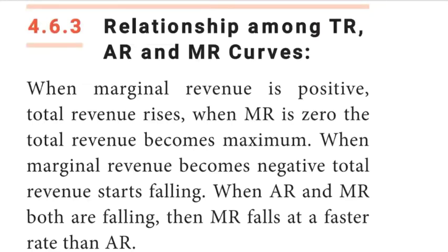Lastly, we will discuss the relationship among TR, AR and MR curves. When marginal revenue is positive, total revenue rises. When marginal revenue is zero, the total revenue becomes maximum. When marginal revenue becomes negative, total revenue starts falling. When AR and MR are both falling, MR falls at a faster rate than AR.